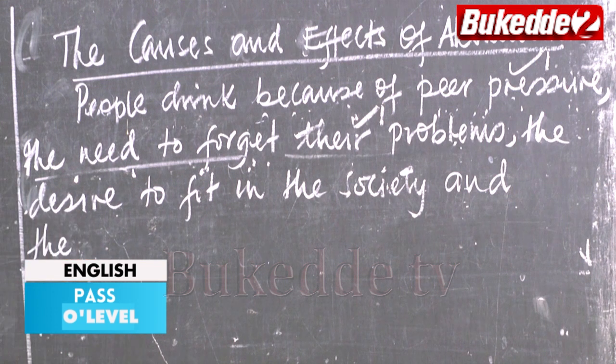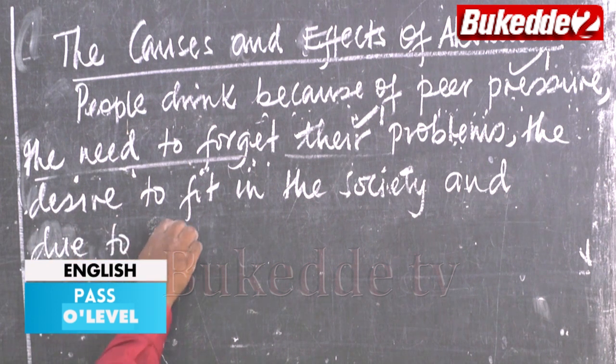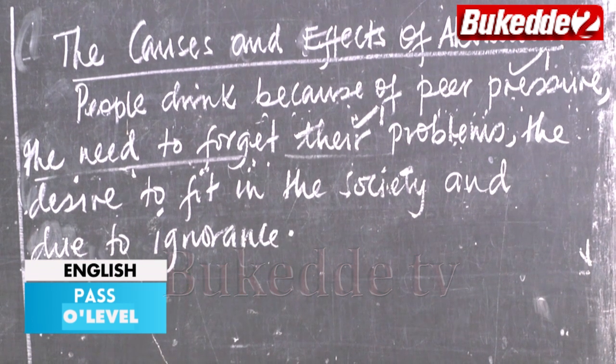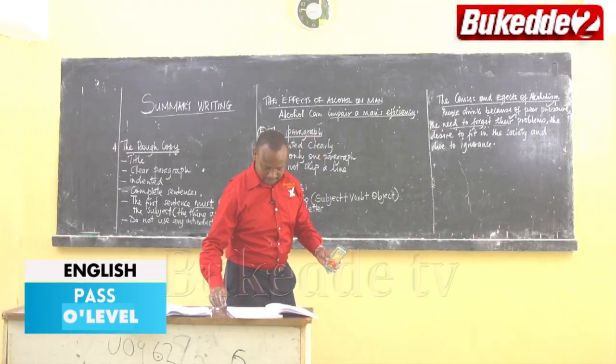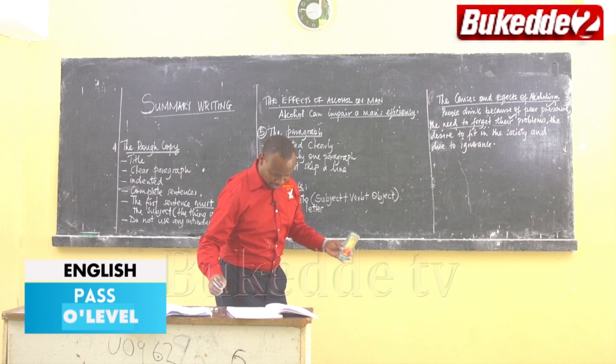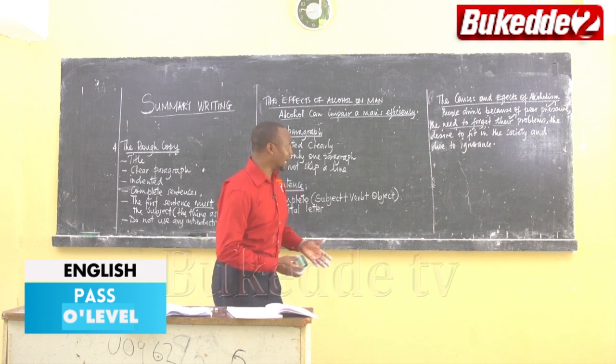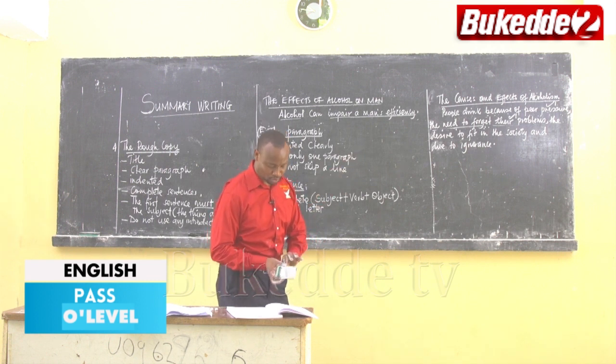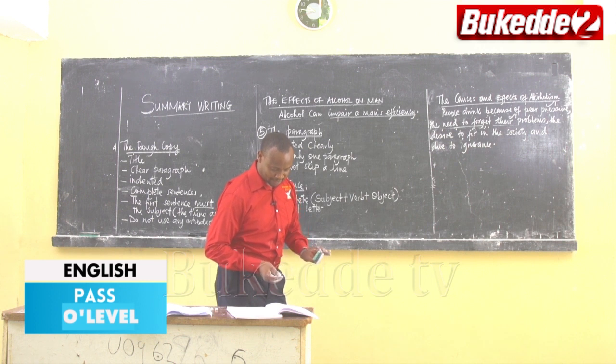Maybe, and due to ignorance. Others don't know why they are drinking, and therefore they just do what? Do it because they don't know what the effects are. You can have more than 5 points. One sentence can have about 7 of them, but you need to know how to connect the sentences.